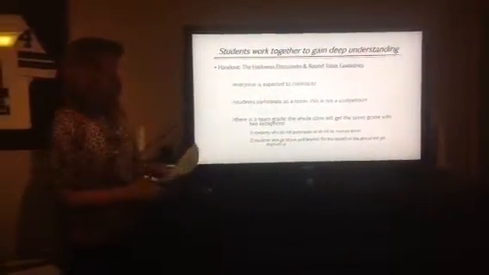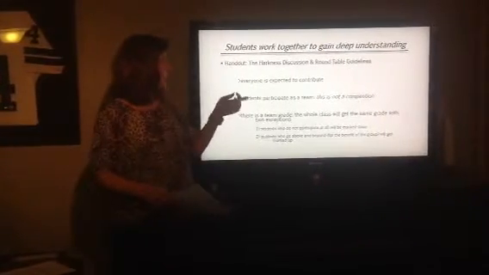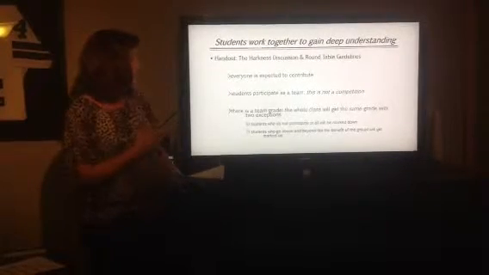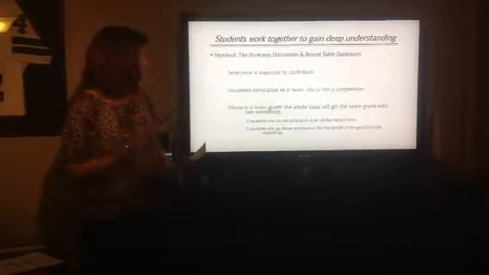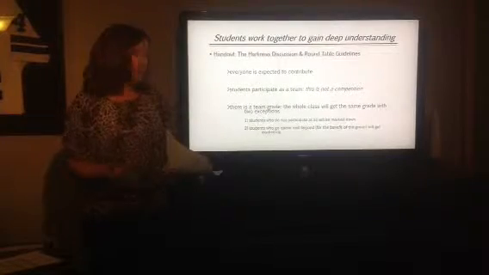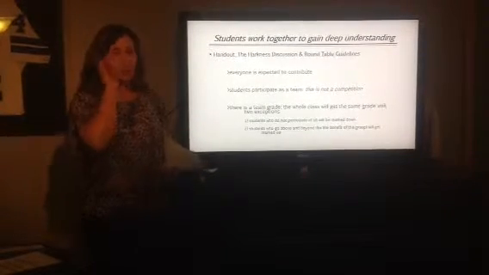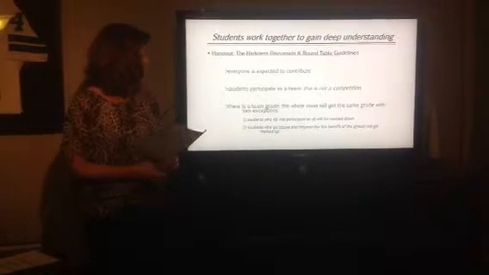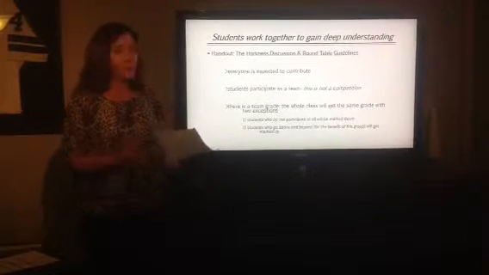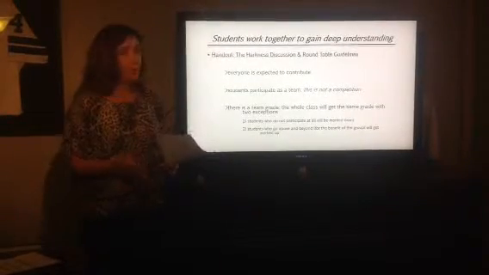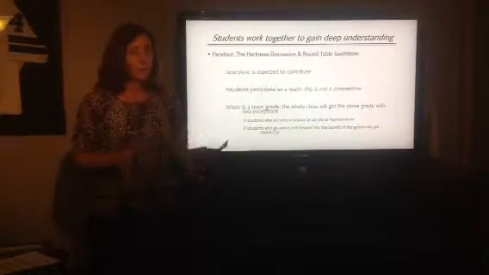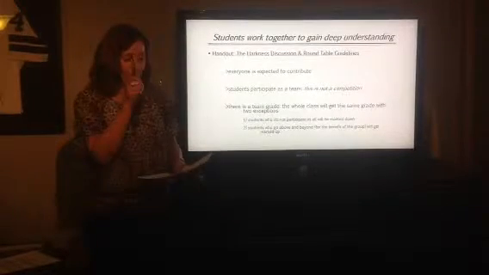As you can see, one of the most important things about the discussion is that everyone is expected to contribute. Also, students participate as a team. This is not a competition. In that vein, there is a team grade that is given. The whole class will get the same grade with 2 exceptions. 1, students who do not participate at all will be marked down. 2, students who go above and beyond for the benefit of the group will get marked up. And this is for the benefit of the group, not for self-benefit, but if they've done something to really benefit the entire group, their grade would go up.